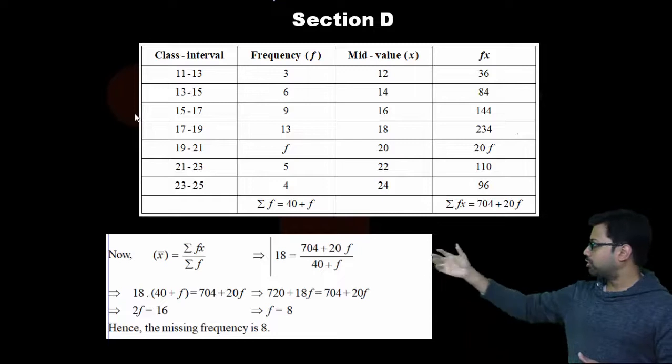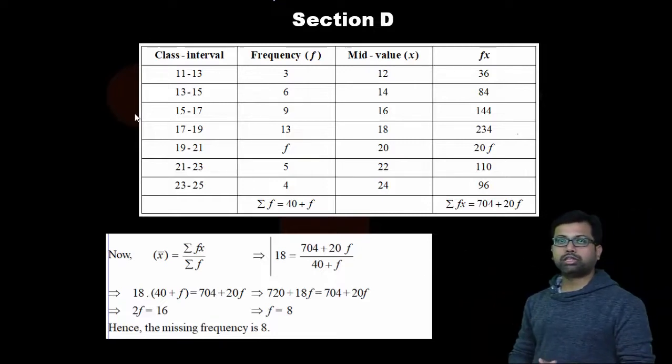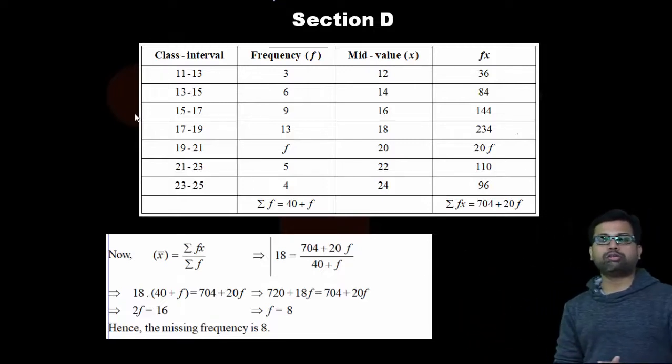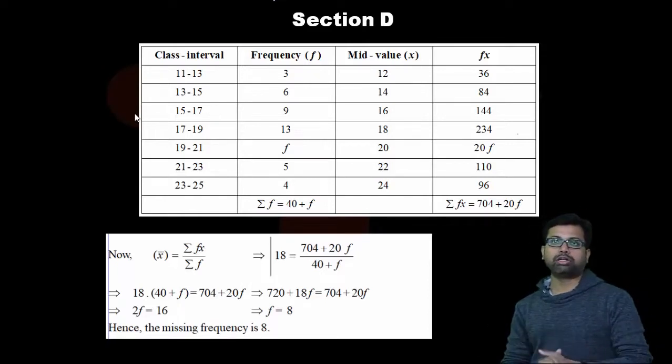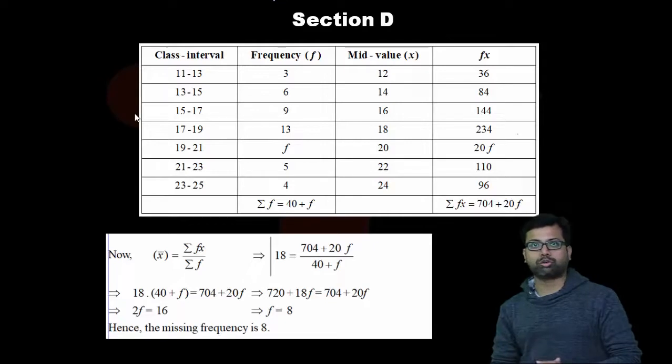So the whole simplification is given over here. This is what you need to do, and you arrive at the value of the missing frequency, which is equal to 8 in this particular case. So this is how you do this question.